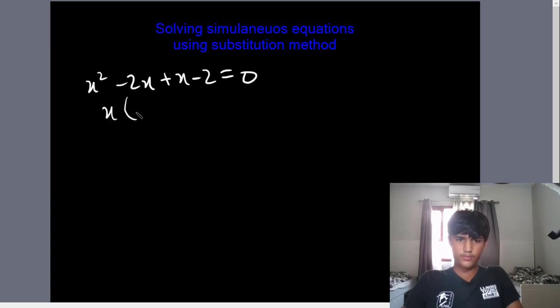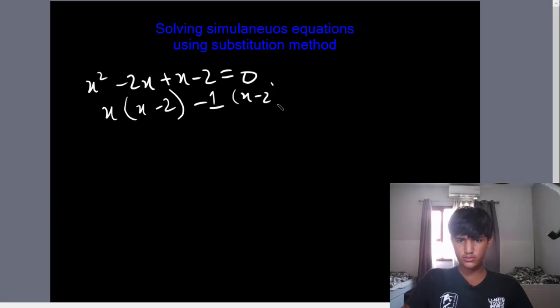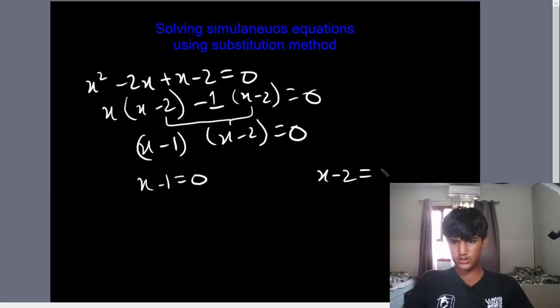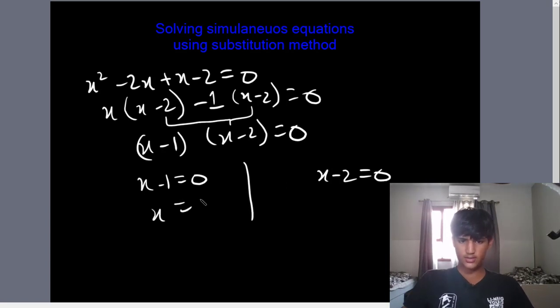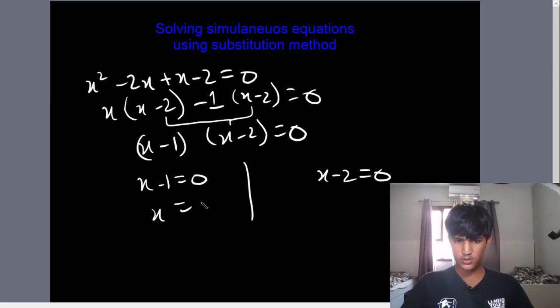So we're going to take x common from the first two terms, and 1 common from the last two, so x minus 2 is equal to 0. So x minus 1 and x minus 2 is equal to 0. We're going to take these two brackets as 1. So x minus 1 is equal to 0 and x minus 2 is equal to 0. So x is equal to 1, sorry, x equal to 1 and x is equal to 2.